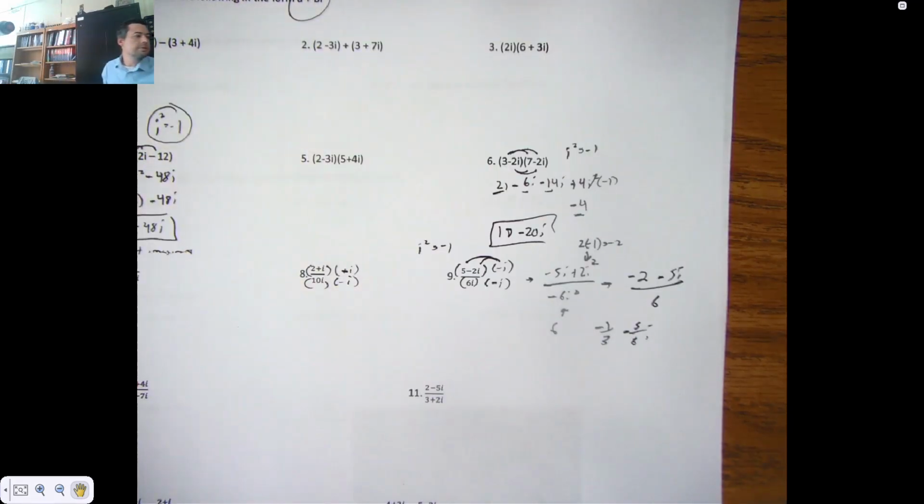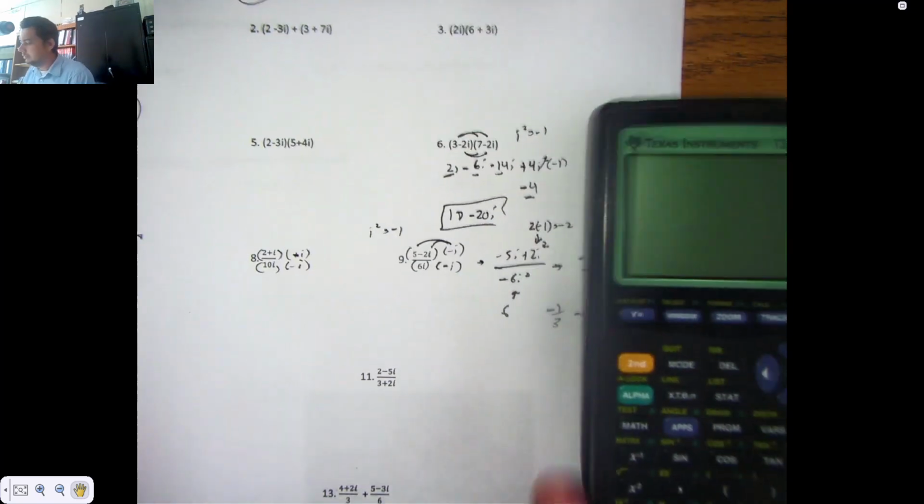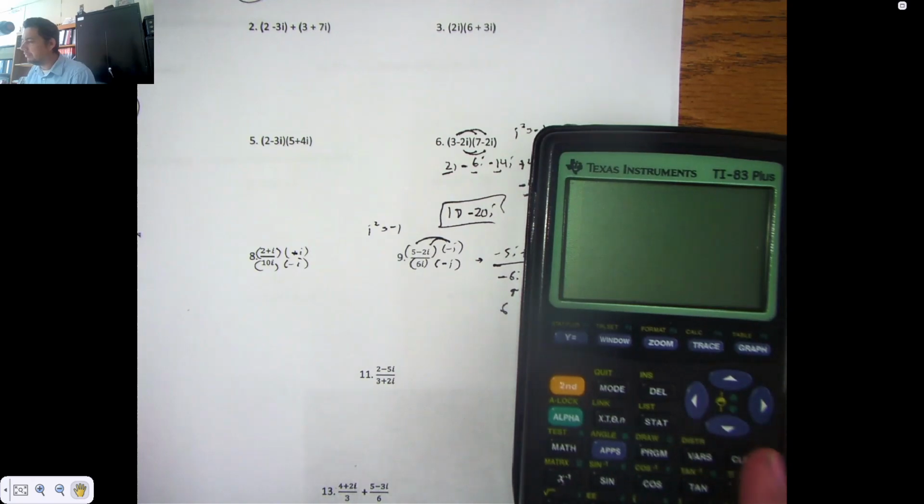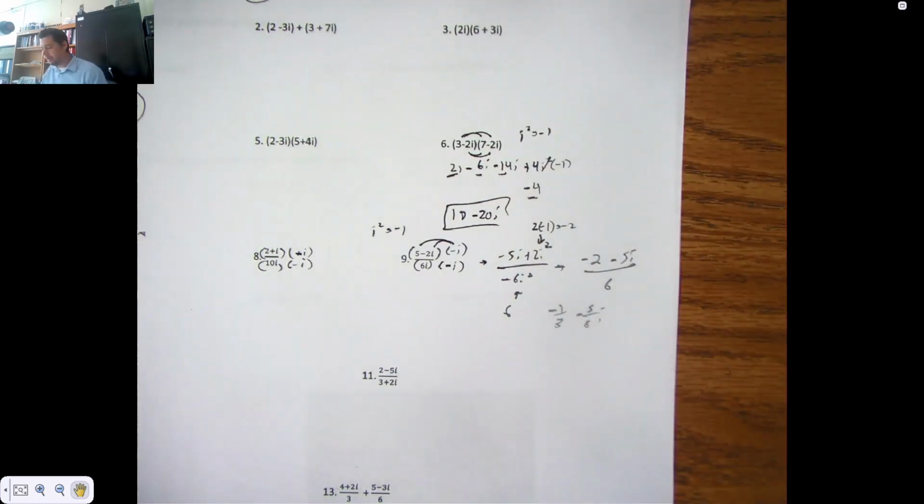Now, of course, you are supposed to learn how to do this by hand. Here's an old TI-84 that doesn't work. Let me grab a different one. Maybe I have one down here somewhere. Okay, I'll just get up off my butt and I'll get a calculator.